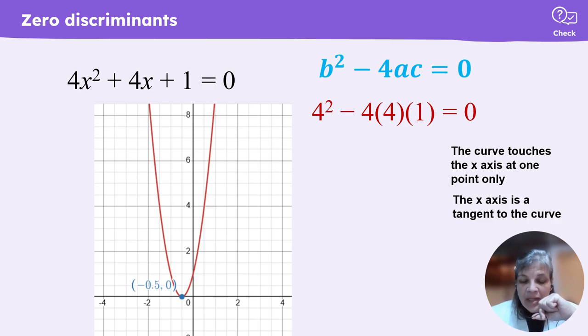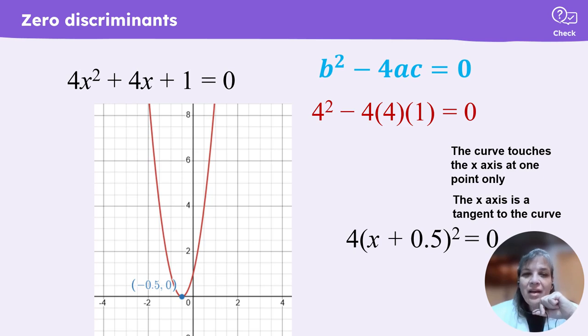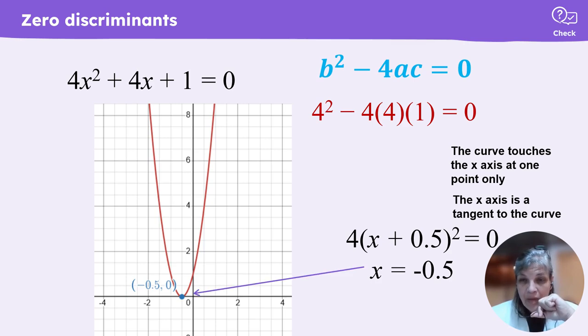that repeated root is. So in this case, you would factor out the 4, and then you could solve the perfect square, and then you would find that x is equal to -1/2. And that is that point right there, -1/2. That's the only place it interacts with the x-axis.